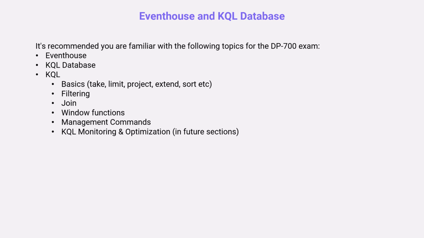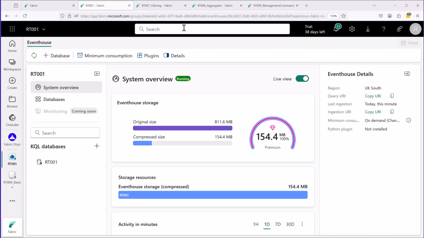Rather than just talk about this stuff, let's head over to Fabric. We're going to start with a tour of the Eventhouse, look at the key features, and then the KQL database. And then we're going to go through lots and lots of different examples of the KQL language in action. All right, so let's start with a bit of an overview of the Eventhouse UI. Then we're going to look at the KQL database UI and how that's structured. And then we're going to dig into some KQL queries and explore that language in quite some detail.